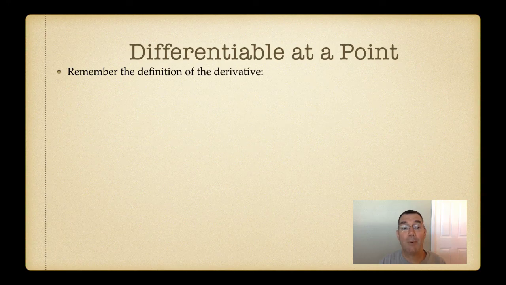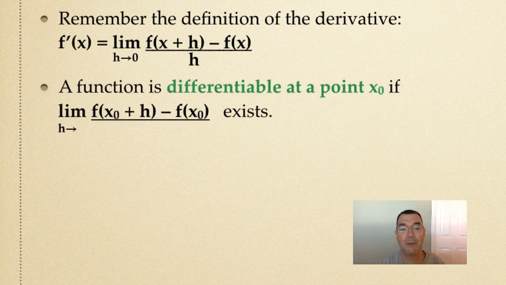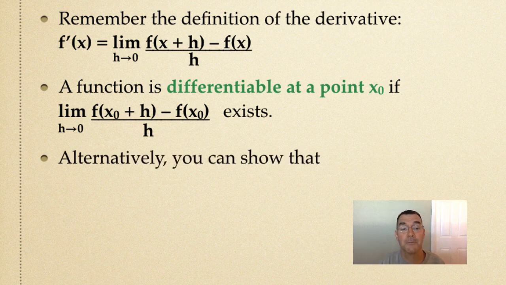Being differentiable at a point means, let's look at the definition of the derivative here. You remember this from chapter 2. The derivative of f of x is the limit as h approaches 0 of f of x plus h minus f of x all over h. So a function is differentiable at a certain point if I can plug that certain x into that same function and that limit actually exists.